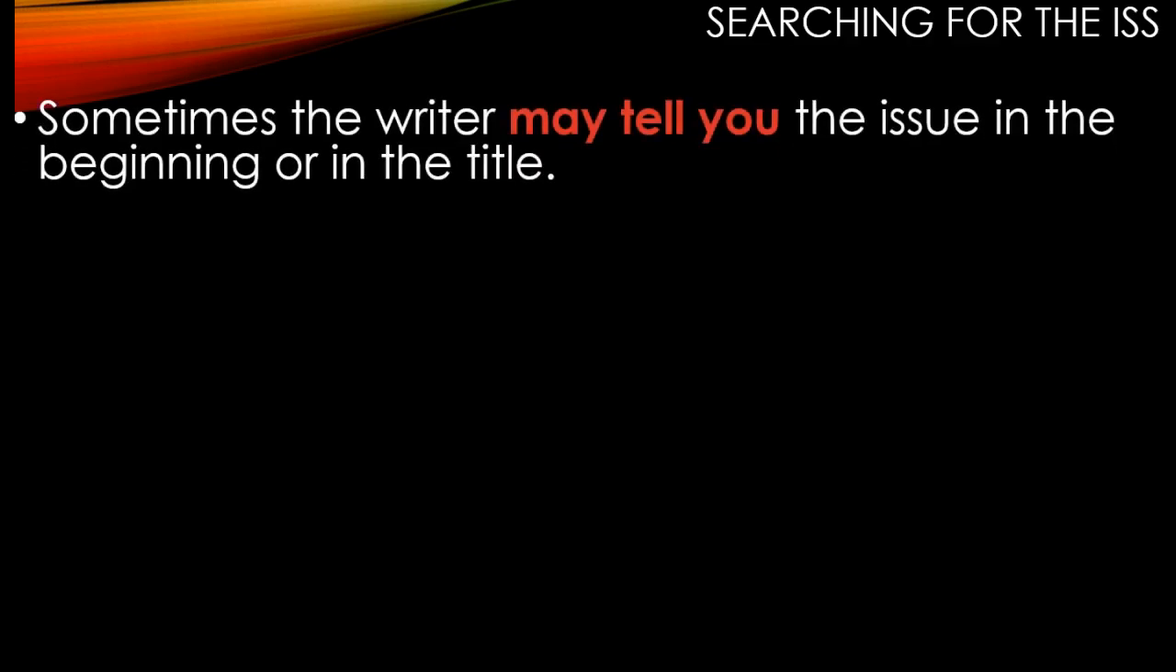So where to look for these things? Sometimes in an academic paper, the writer may tell you, but more than likely in a standard magazine publication or a journal publication, they are not going to be very clear about what the issue is that they're dealing with. But you can take a look in the beginning, you can take a look in the title, and you can take a look at the end.